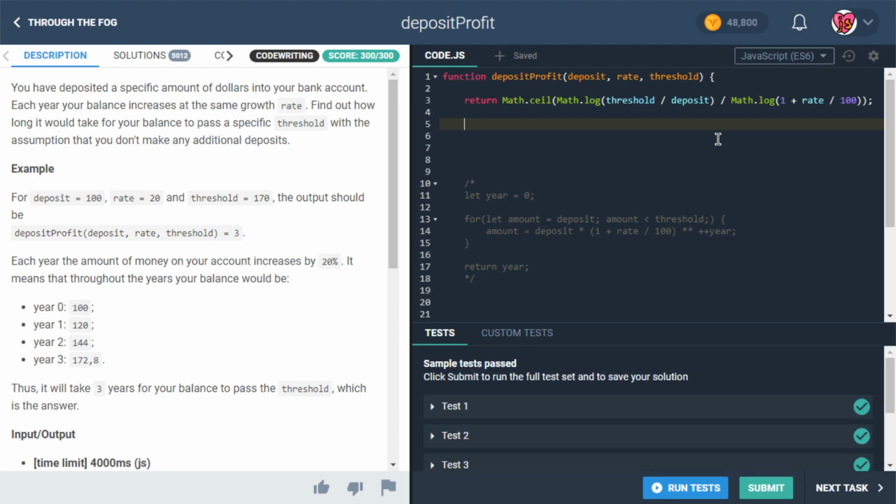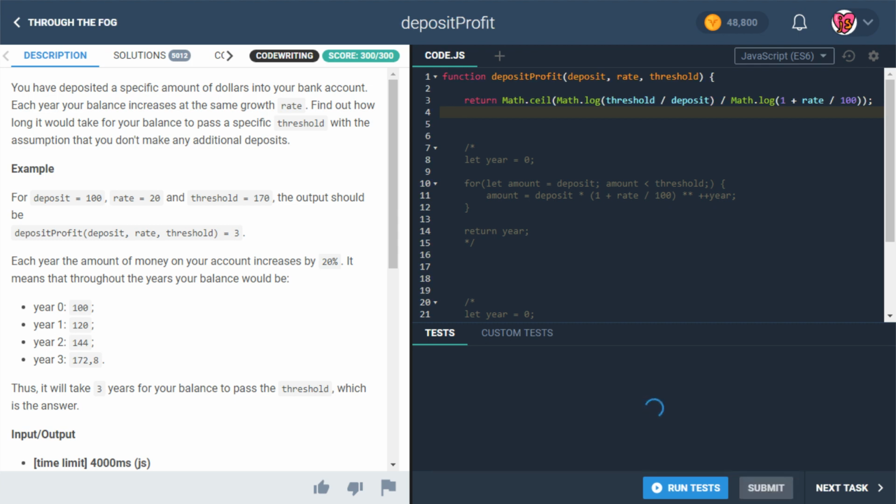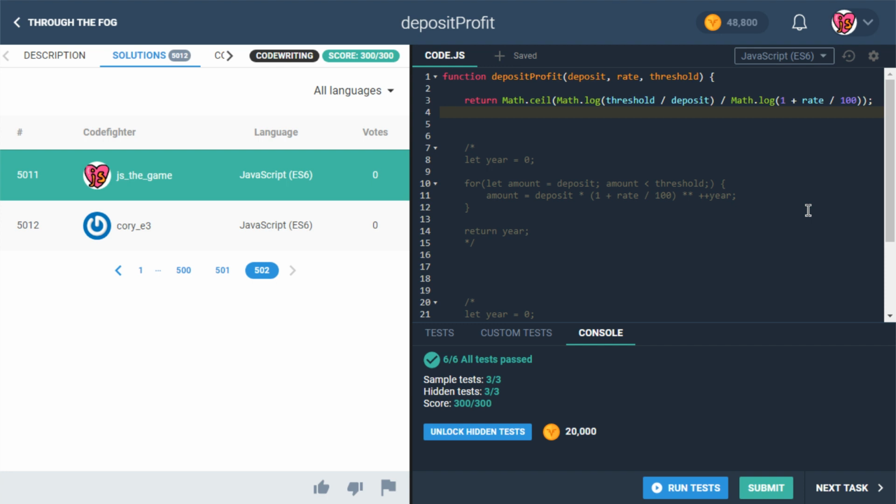I'm sweating buckets. Okay, there we go. Awesome. So let's clean this up a little bit and we'll try submitting it. Let's see if this passes all the hidden tests too. Hopefully it does. Whew. Okay. Very nice. There we go. So that passed all the tests.